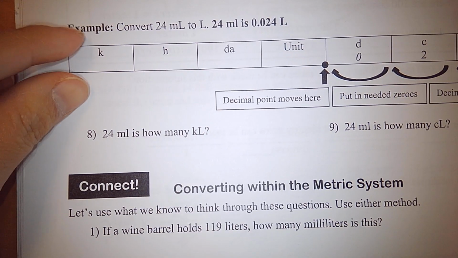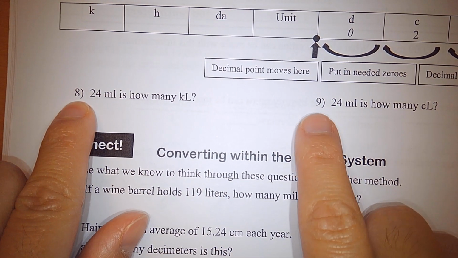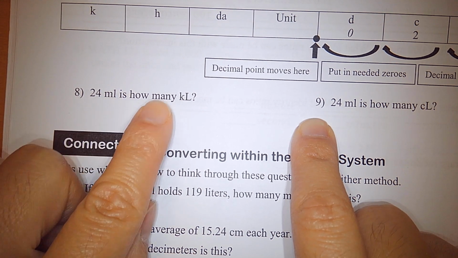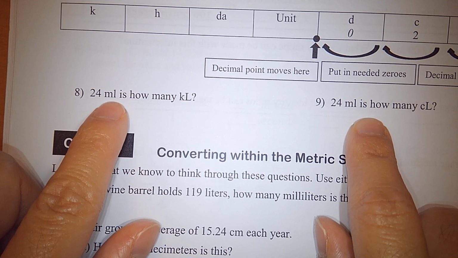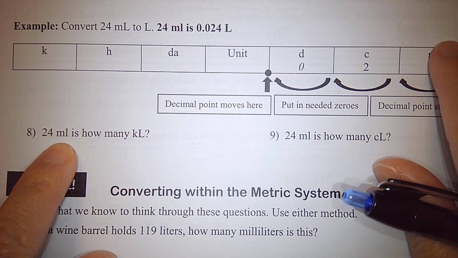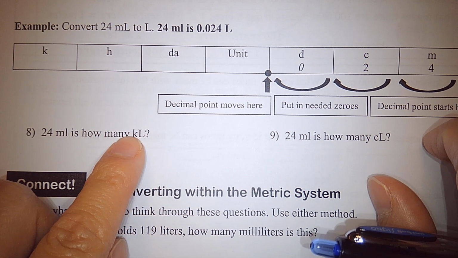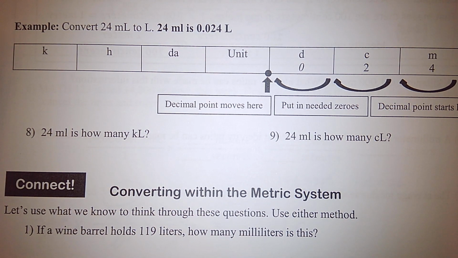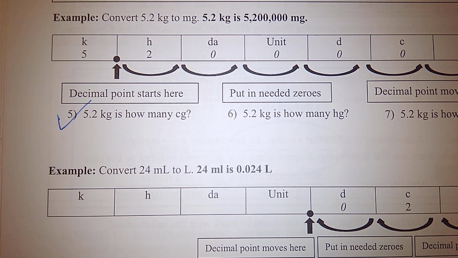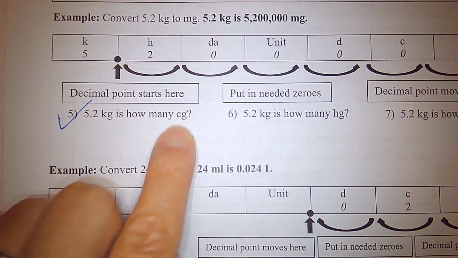Of course, there's another example, you can read this example by yourself. In questions 8 and 9, you see milliliter to kilo, milliliter to CL. So these two questions we're converting from a smaller unit to a larger unit. So there are two directions, and I will show you both directions. First, we're going to convert from 5.2 kg to CG, by using the 6 steps.